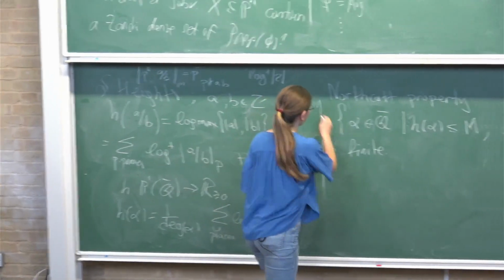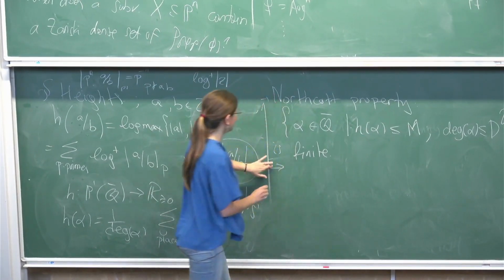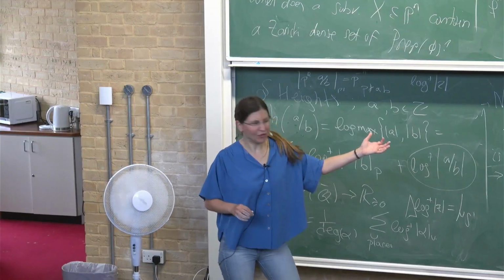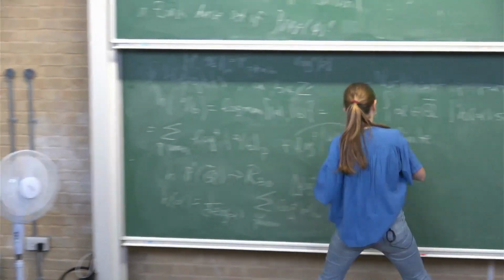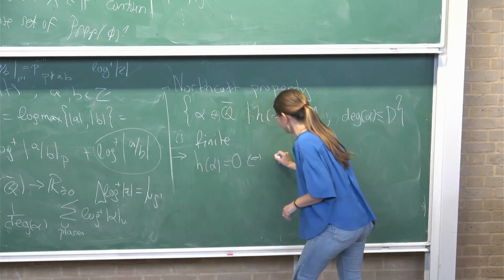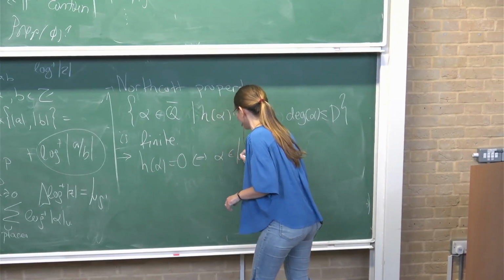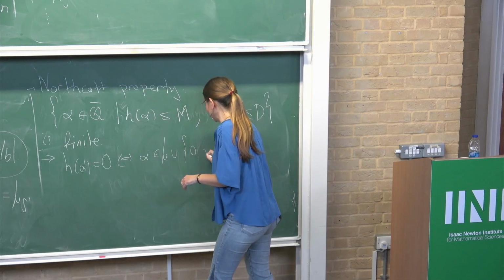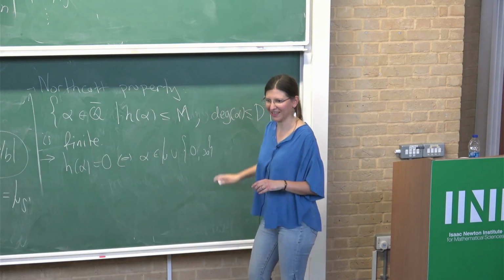And maybe the second thing to remember, coming straight away from this property, is that the height vanishes if and only if alpha is a root of unity. Again, I'm lying a little bit, or 0 or infinity, if you want, but that's it.